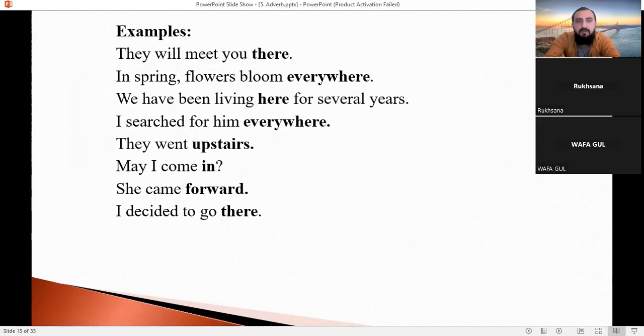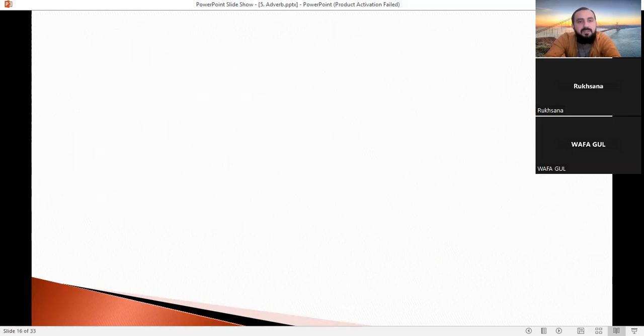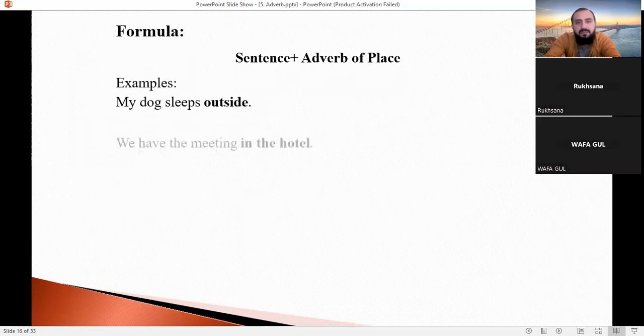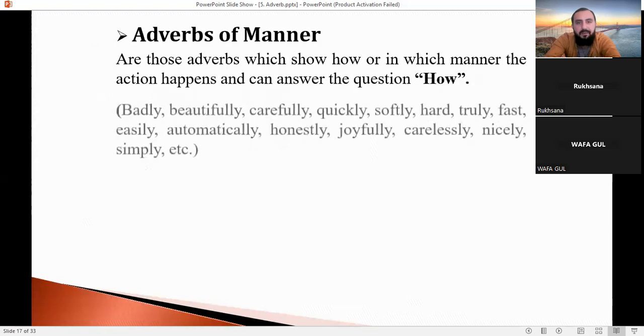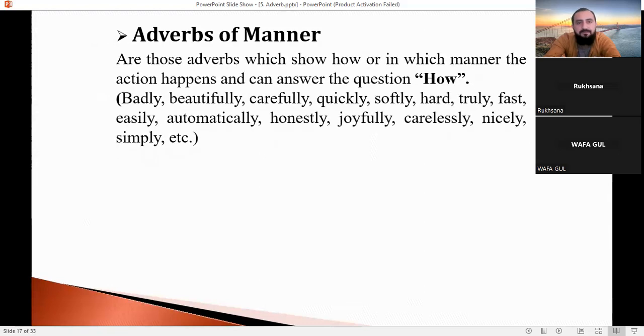Where will they meet you? They will meet you there. There, everywhere, upstairs, abroad, here, there, forward, ahead. So these are adverbs of place. Formula: sentence plus adverb of place. My dog sleeps outside. We have the meeting in the hotel. So you can use them at the end of sentences or at the beginning.